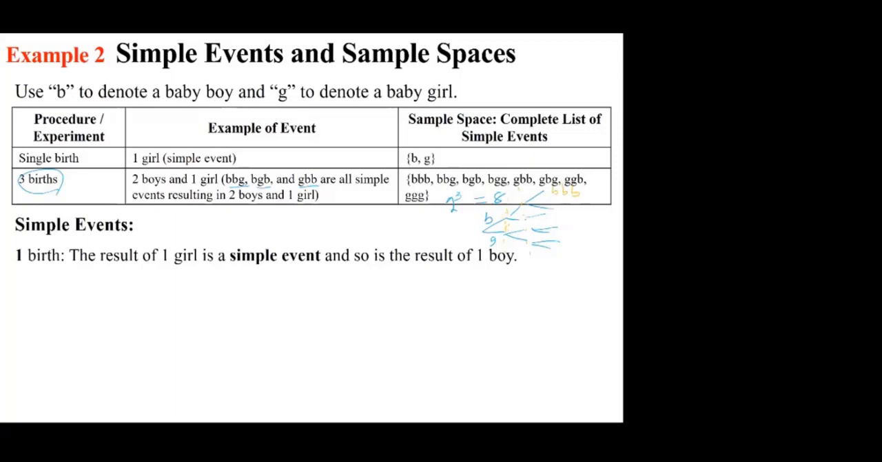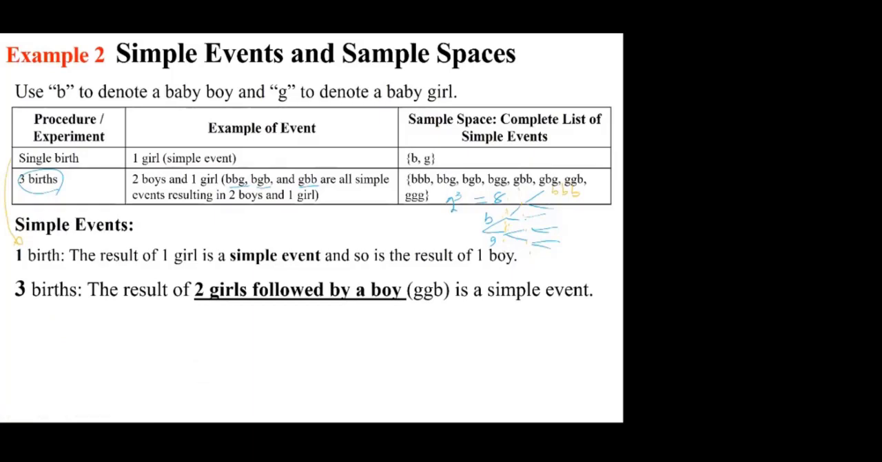You can write it out, and there end up being 8 outcomes. Now, what's a simple event? One birth, the result of one girl, is a simple event, and so is the result of one boy. If we are looking at a single birth, that is the very first case. Now, in the next case, when we have 3 births, the result of 2 girls followed by a boy, as an example, GGB, is considered a simple event.